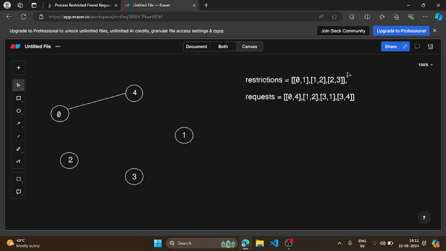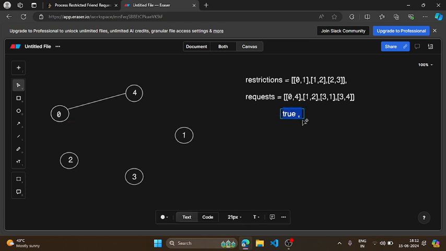Now move to the third restriction, which is saying 2 should not be friend of 3, right? So here also you can see 2 and 3 are both in different components, so 2 cannot be friend of 3. So here we can see we were able to process this request, and we will be returning true for this particular request, right? Now let's move to the second request.